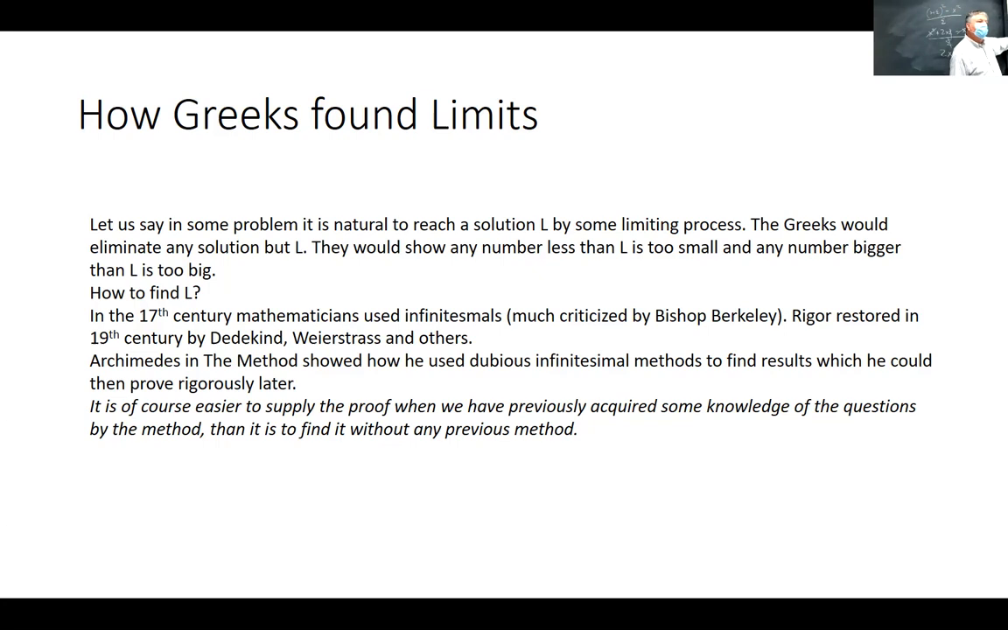Interesting thing about this work was it was lost. We know that they knew it existed because it was talked about in letters, but it wasn't actually discovered until 1906, I think, when it was found in the Archimedes palimpsest. Does anyone know what a palimpsest is?